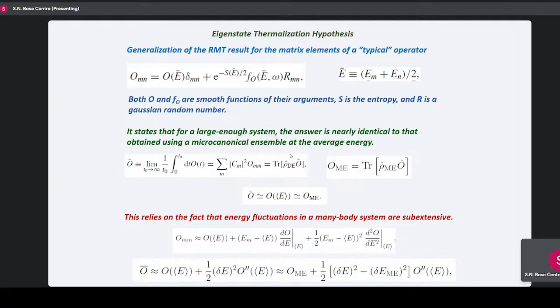And so if you calculate the steady state value by doing this long-time average, you find that it goes to the trace with the diagonal ensemble. The diagonal ensemble is the one where you retain only the diagonal components of the density matrix. And this result coincides with the thermodynamic result, which is the result obtained from the microcanonical ensemble. This fact relies on the energy fluctuation of a many-body system being sub-extensive, so that you can expand the thermal values around some average energy, and the rest of the terms would be negligible.